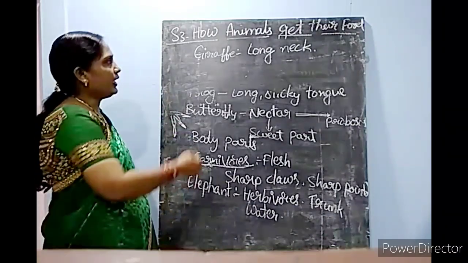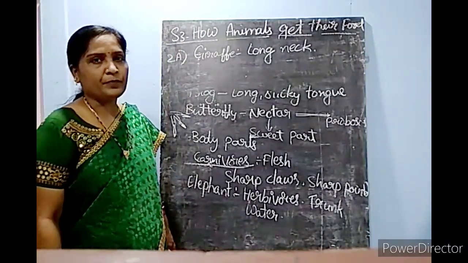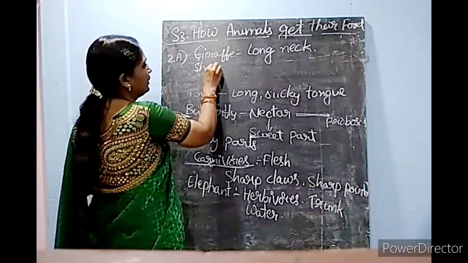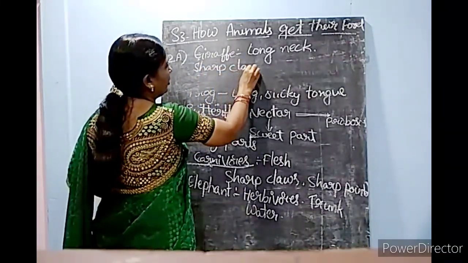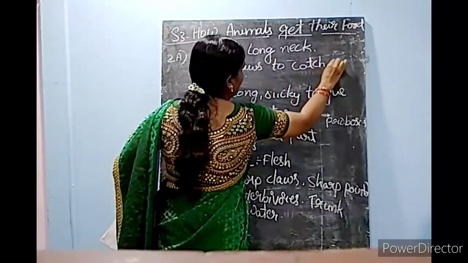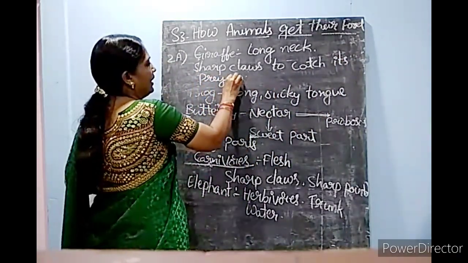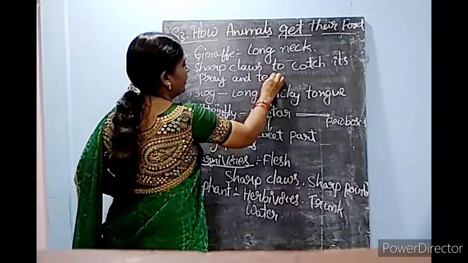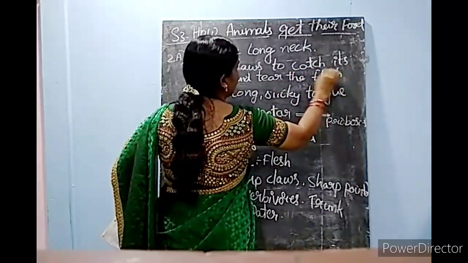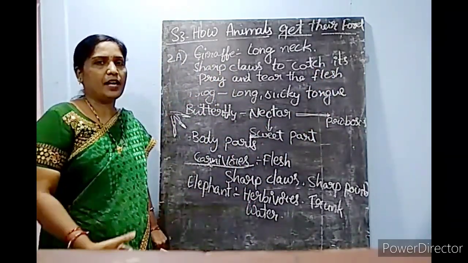Understood, children? So the second answer, can you write in your own words? The lions have sharp claws to catch their prey and to tear the flesh of animals. To catch their prey and to tear the flesh of animals.